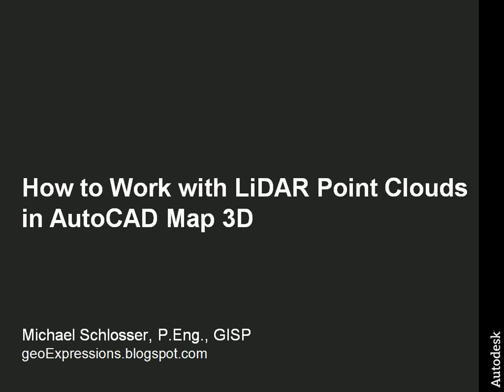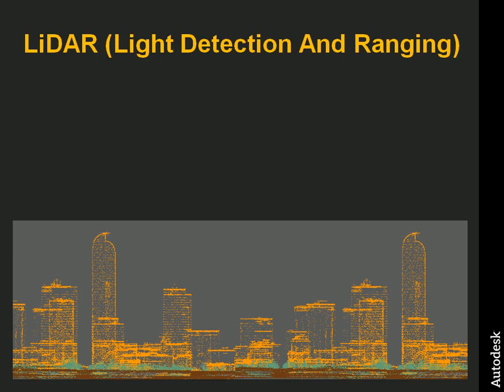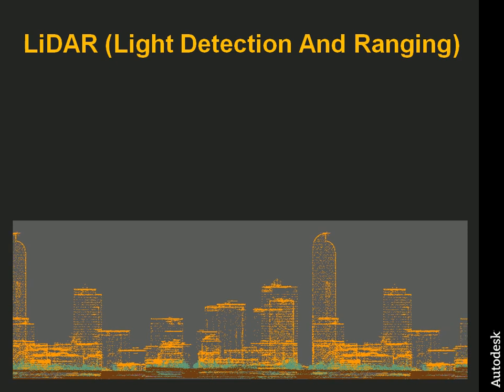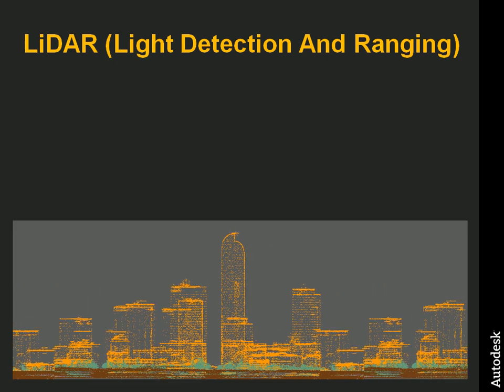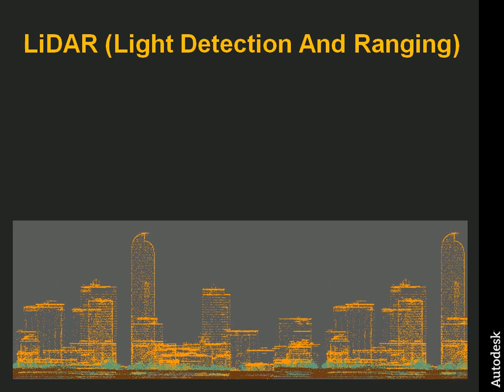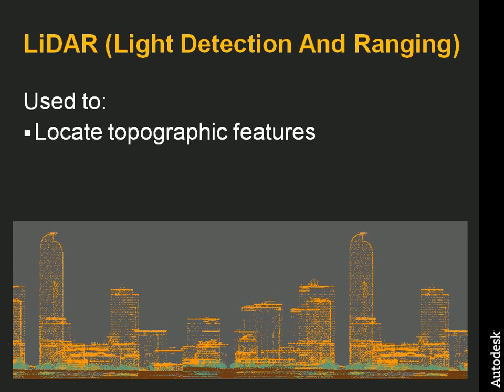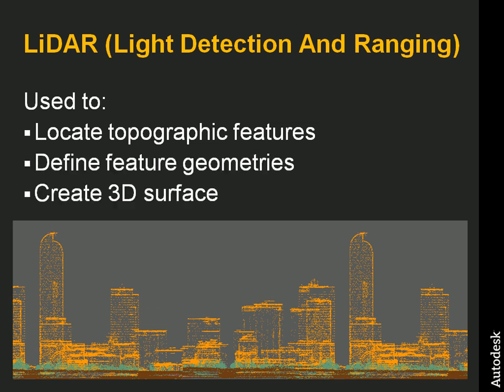This presentation demonstrates how to work with LiDAR point clouds in AutoCAD Map 3D. Let's start by examining what a LiDAR point cloud actually is. LiDAR, which stands for Light Detection and Ranging, is a system for collecting topographic information whereby laser-equipped aircraft collect 3D points known as point clouds. These point clouds are then used to locate topographic features, define feature geometries, and create 3D surfaces.